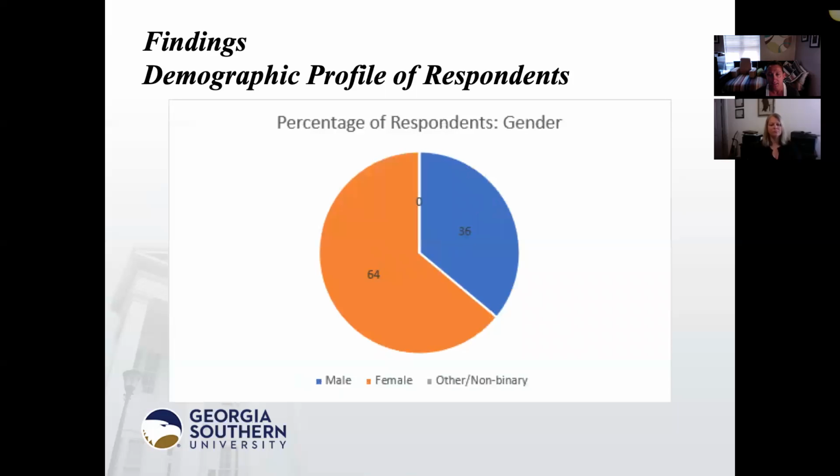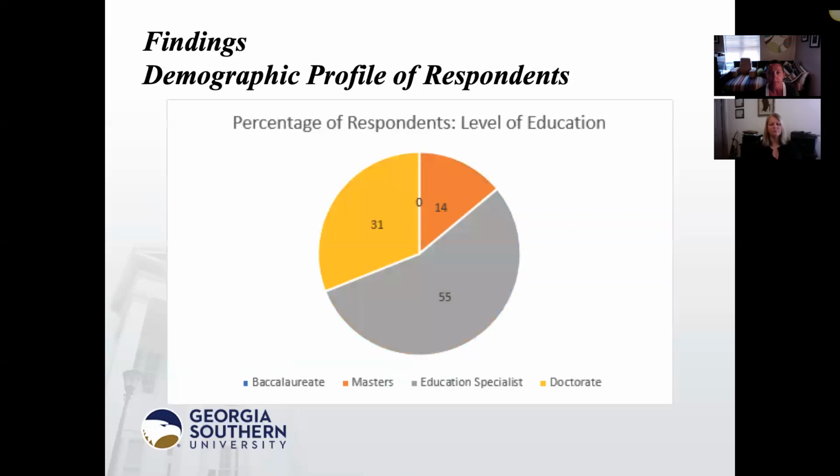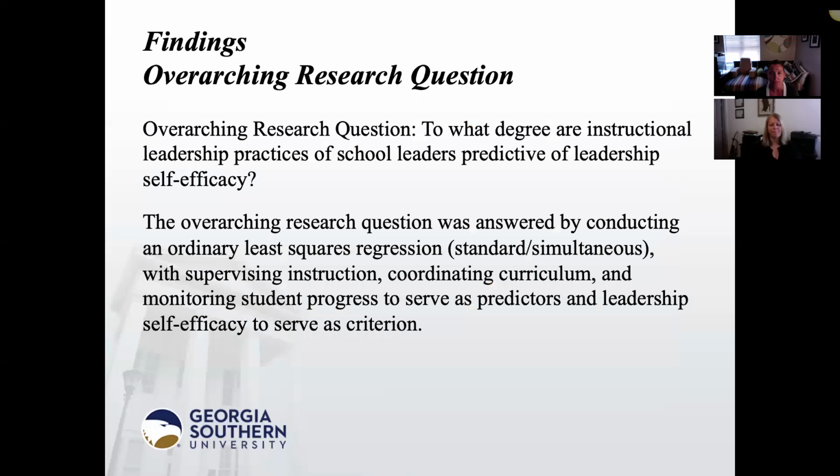We had a significant number of females, which were 64% compared to 36%, which were male. We looked at degree attainment, and 31% of our participants had a doctorate, 50% had an educational specialist, and 14% had a master's degree. So to look at the overarching research question, to what degree are instructional leadership practices of school leaders predictive of leadership self-efficacy, we conducted an ordinary least squares regression.